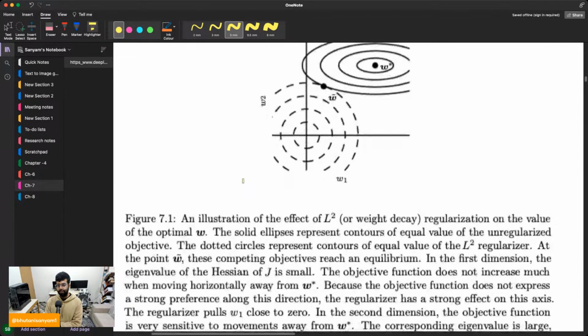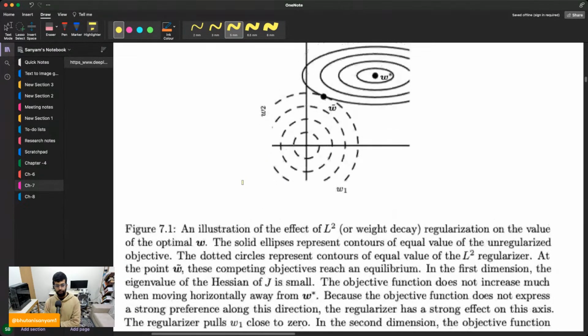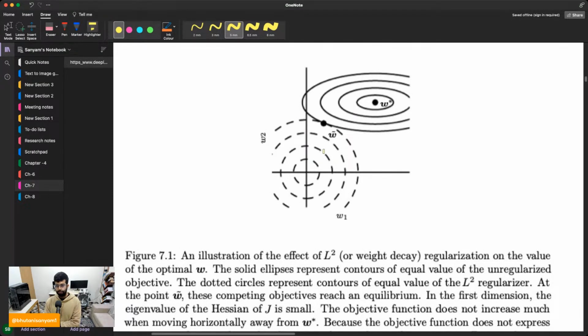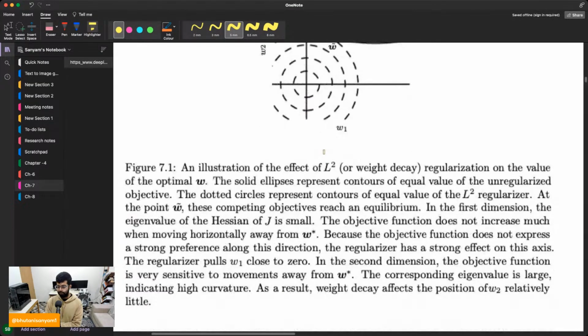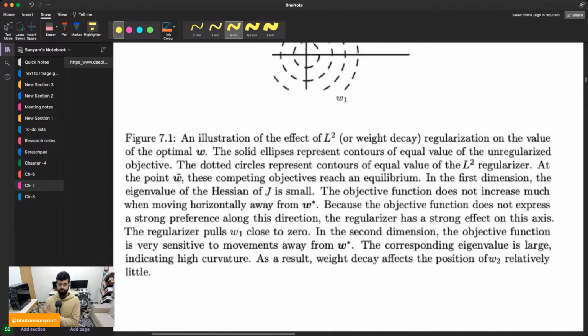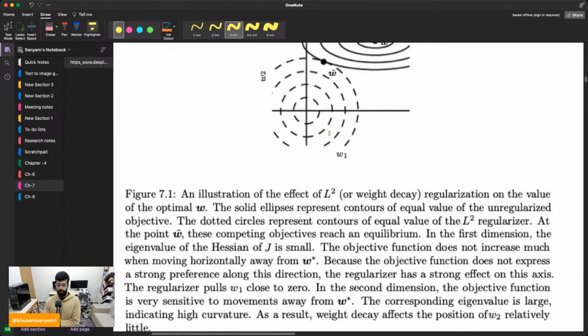Then they show an illustration of the effect of L2 on the optimal value of W here, and how it transforms the optimal W.